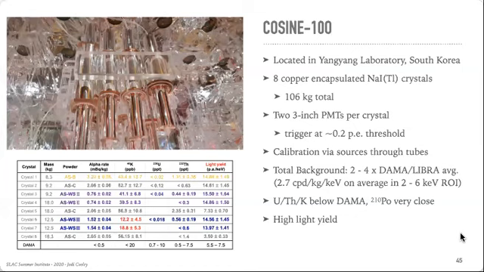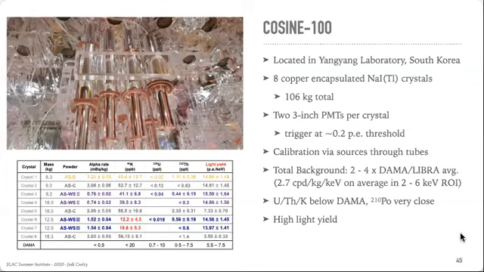And their total background, okay, so this is again where I'm talking about the crystal background here. Their total background is 2 to 4 times the DAMA/LIBRA average for their crystals. So this is like 2.7 counts per day per kilogram per keV, in their 2 to 6 keV region. This is the region of interest. This is the energy region where DAMA/LIBRA sees their signal.